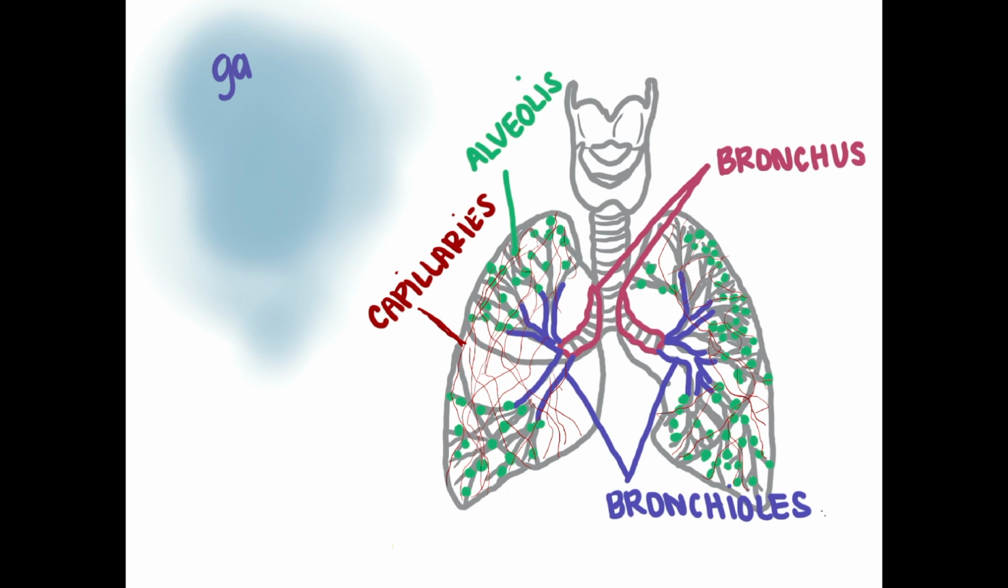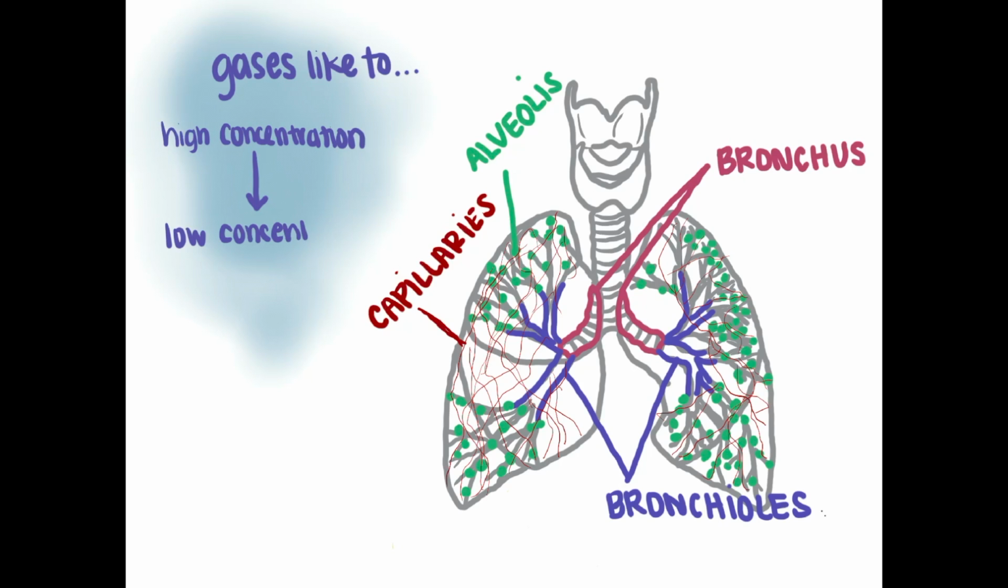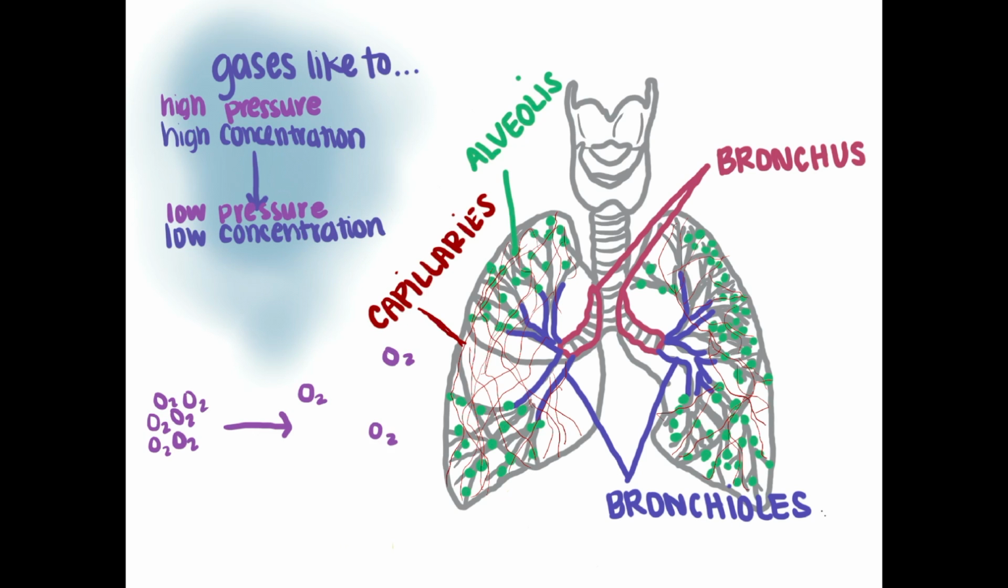This process of this lung molecule swap requires a concentration gradient, meaning that gaseous molecules like to go from a high concentration to a lower concentration, or high pressure to low pressure. This is achieved by our breathing pattern.